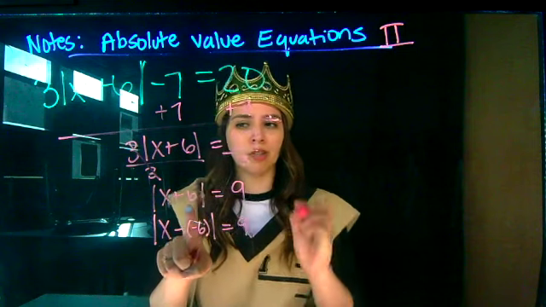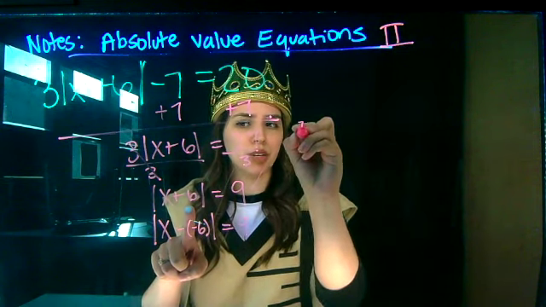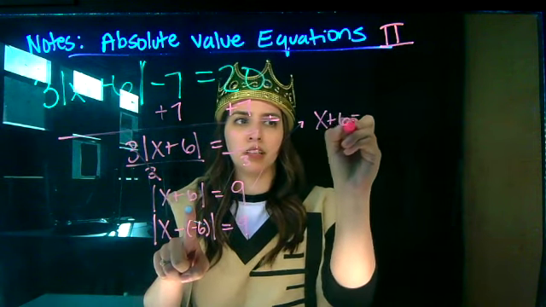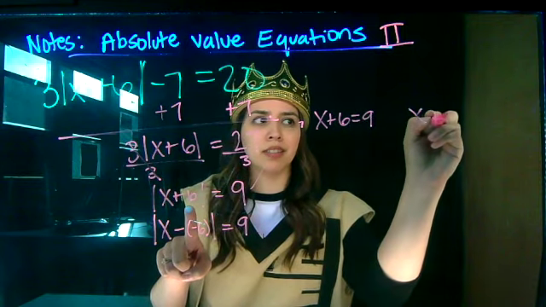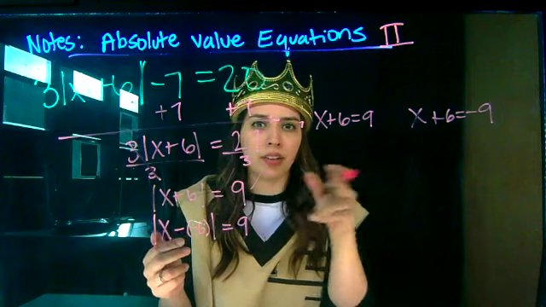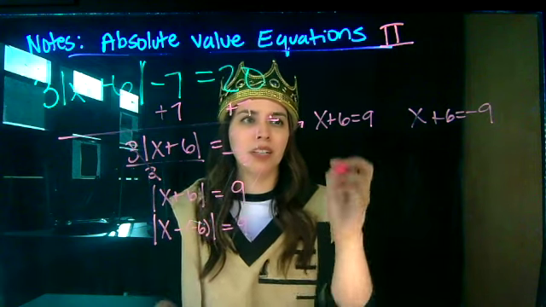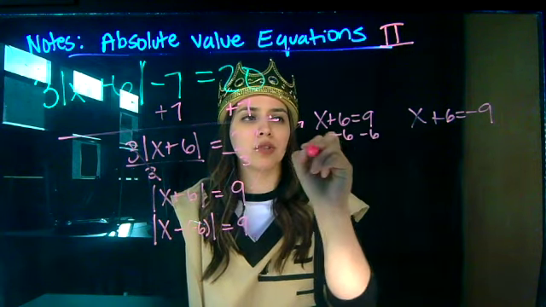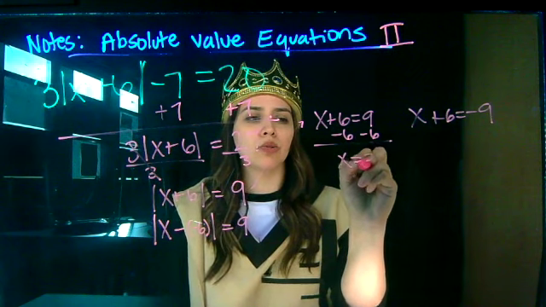Why don't I just go from here and do my algebra? Do those two cases, like x plus 6 equals 9 and x plus 6 equals negative 9. That almost seems easier than drawing a number line and counting 9 and miscounting or whatever. So let's try this. I'm going to subtract 6 from both sides. I get x equals 3.